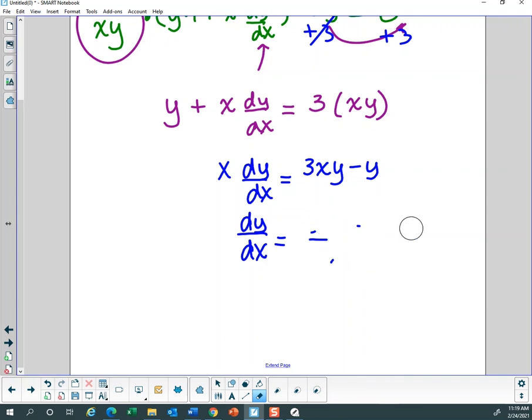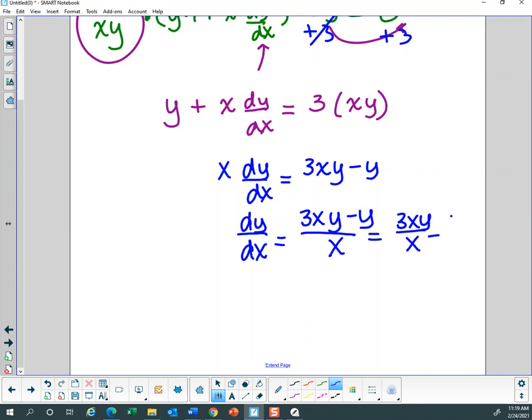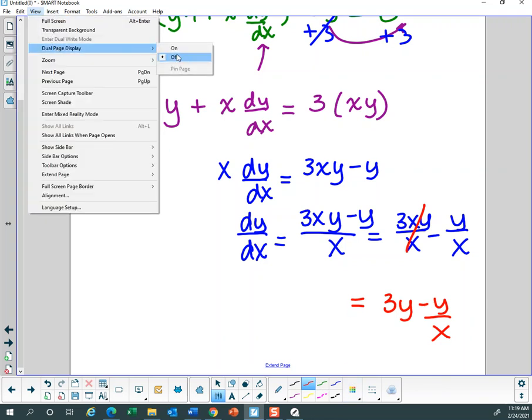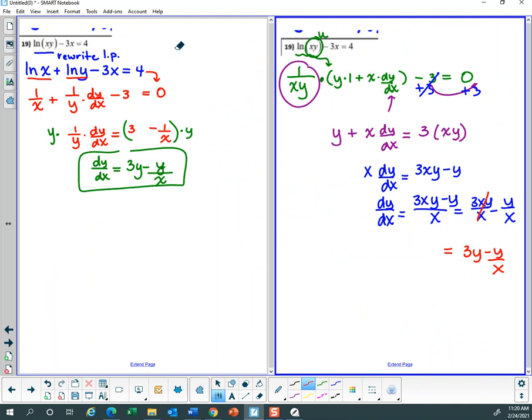shame on you, Mrs. Willenbrock. Oh my goodness. 3xy minus y over x. I can split that, and then I can take that factor out. So how about 3y minus y over x? Yeah? Oh yeah. Do the happy dance.